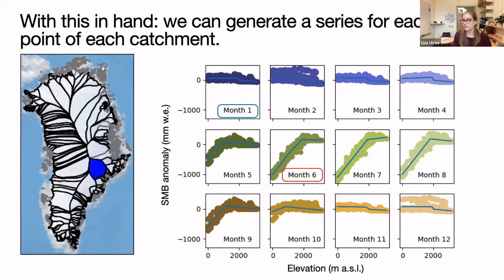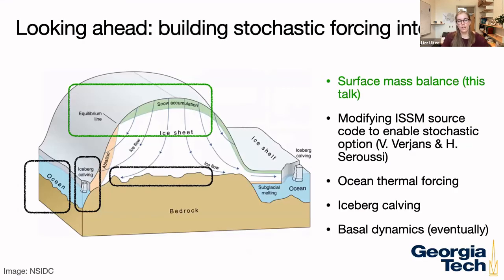And with this in hand, we can generate a series for each grid point of each catchment. And we only need to save a few parameters to be able to do this. The stochastic generation is very fast, and we scale it the same for the entirety of the simulation. Looking ahead, we're looking to build stochastic forcing into ISSM.